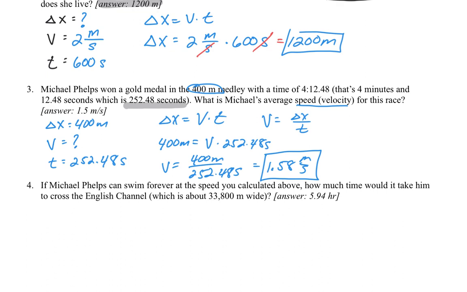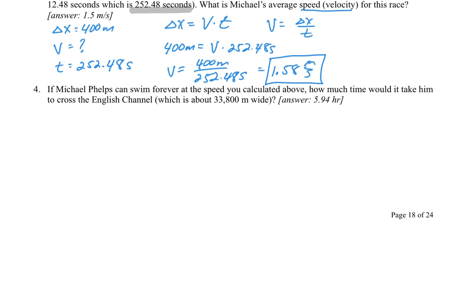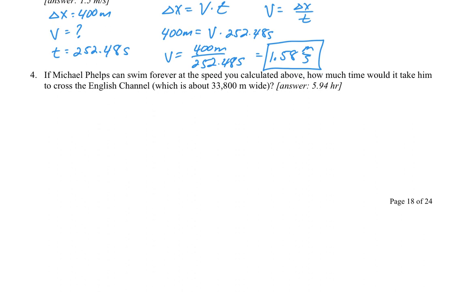Okay? All right, one more here, again with Michael Phelps. If he can swim forever, it seems like a long time, but sure, why not? At the speed we calculated above, how much time would it take him to cross the English Channel? The English Channel is 33,800 meters wide. Why would he want to do that? I don't know, but maybe he's a crazy kind of guy.